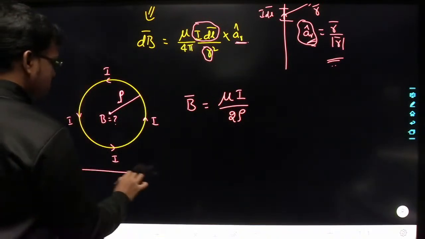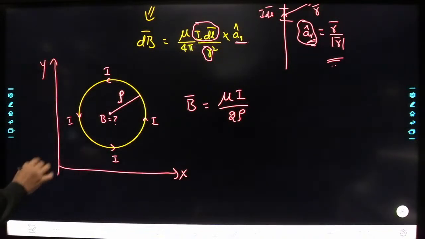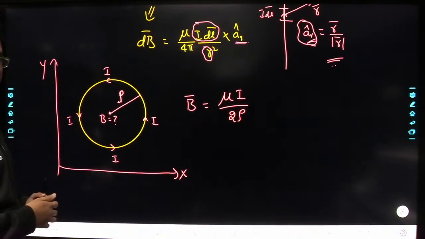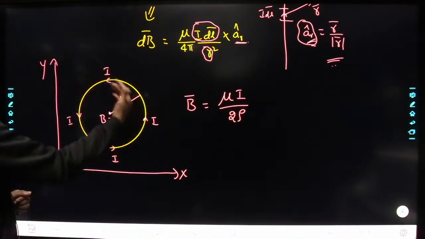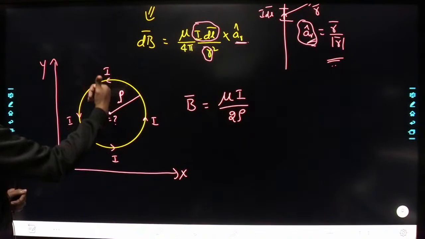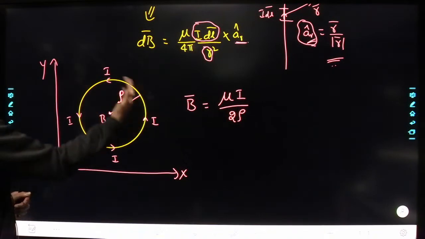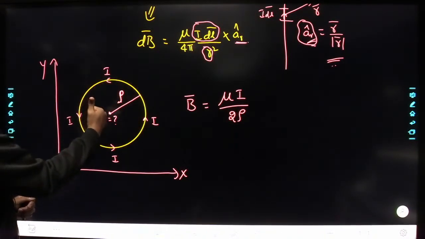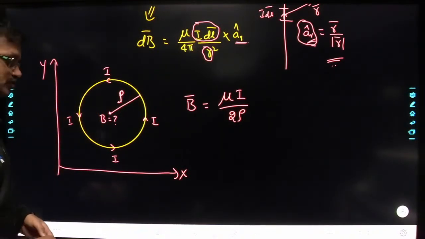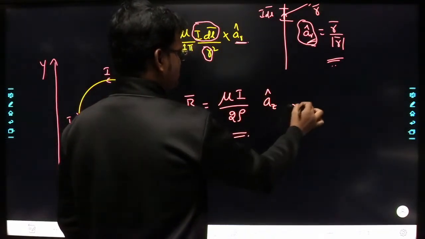Okay, so if I consider this circular loop in the xy plane, then what is the direction of the B field here? The direction of the B field will point out of the board. Yes or no? Why here? Here the current is flowing in anti-clockwise direction. So from the right hand rule, enclose your 4 fingers around the current, then you are going to get the direction of the B field. So the B field is pointing out of the board. That means it is going to point in aZ cap direction. Understood? So this is what we have seen here.